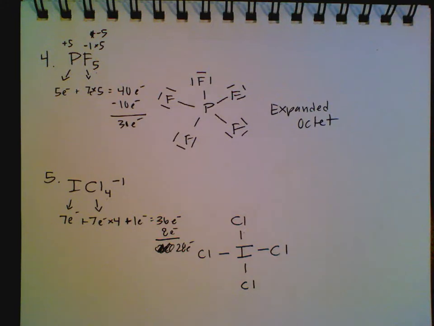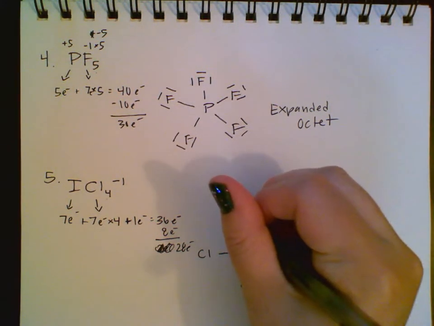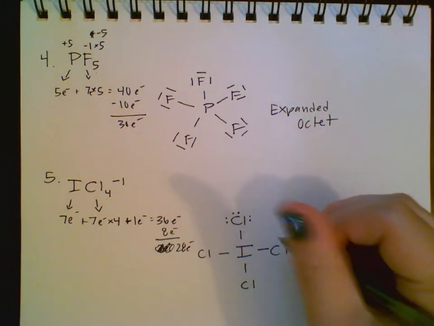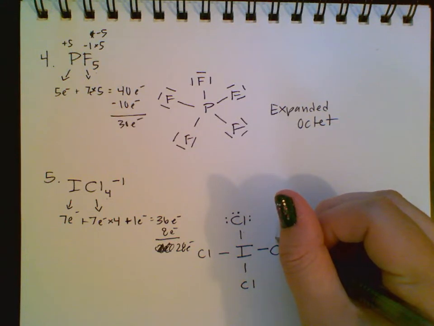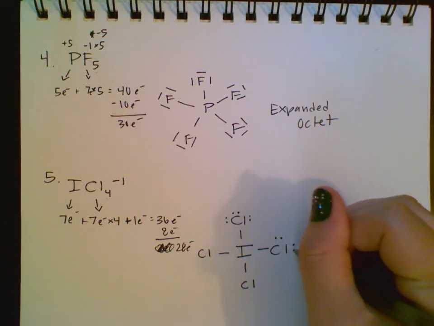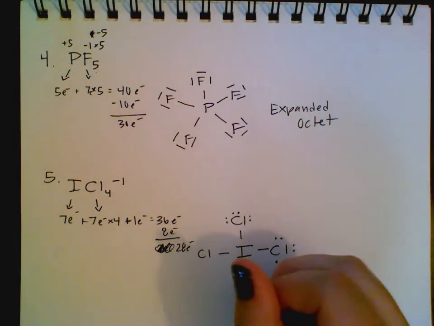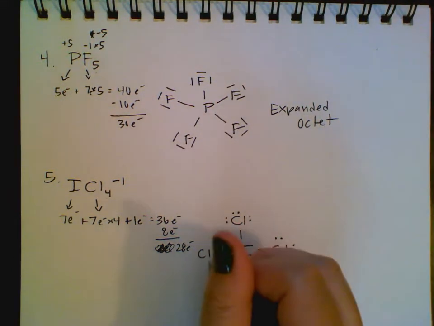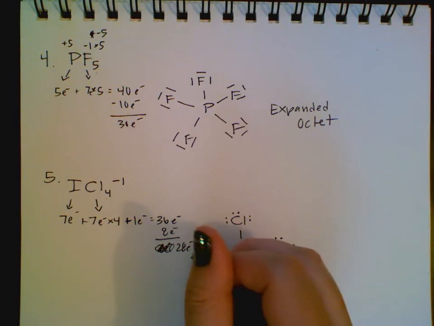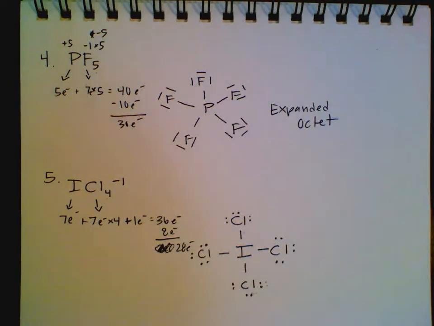So I'm going to start with my outside. 1, 2, 3, 4, 5, 6. I regret my choice not to do lines. 7, 8, 9, 10, 11, 12, 13, 14, 15, 16, 17, 18, 19, 20, 21, 22, 23, 24.